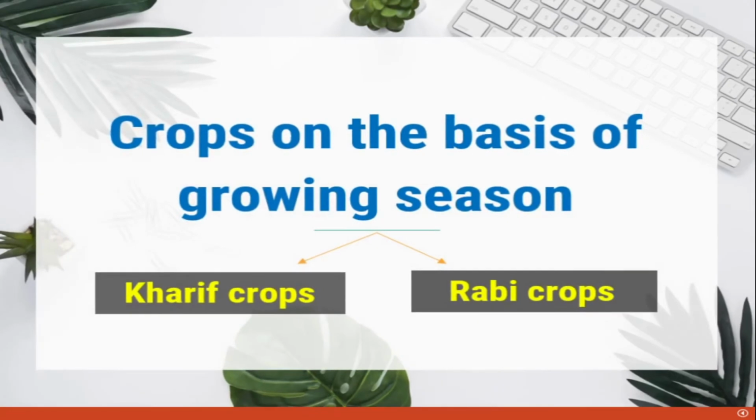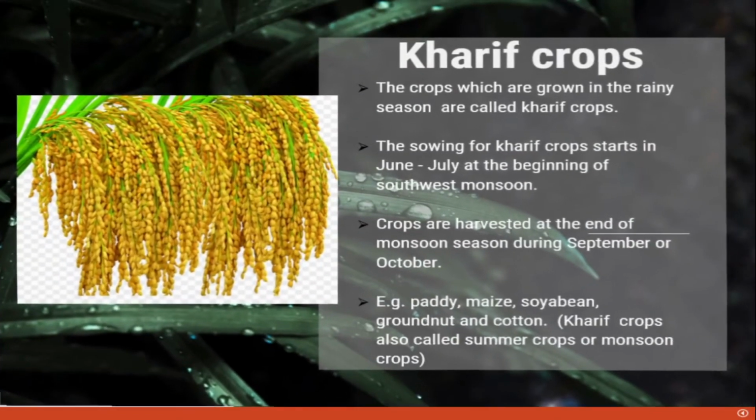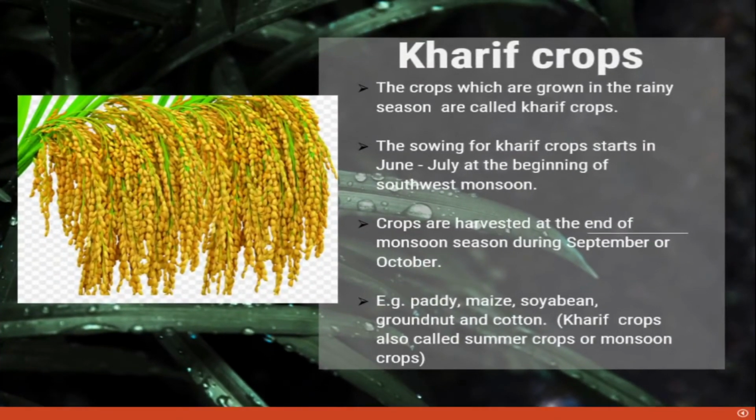Next, crops on the basis of growing season. The crops are divided into two types. One is kharif crops and the other is rabi crops. First one, kharif crops. What does it mean by kharif crops? Usually, these kinds of plants are grown in rainy season. The crops which are grown in the rainy season are called kharif crops.